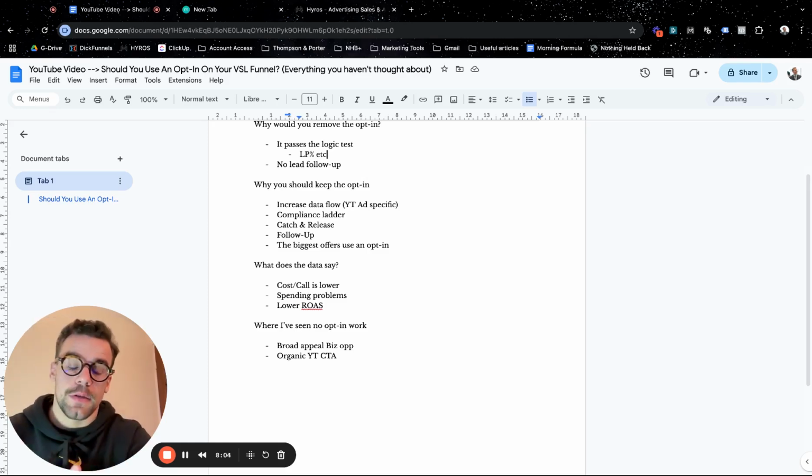Next thing, what does the data say? So again, I've done tests across a bunch of accounts. I've signed NDAs with clients, and we have confidentiality agreements, so I can't show you all of the data here. But the cost per call was lower in some instances. Again, there's lots of factors that contribute to this. Was it the audience? Was it the ads?